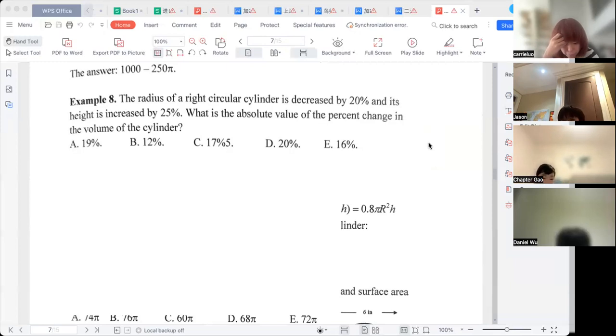What is a right circular cylinder? Right circular cylinder means each of them is the same.